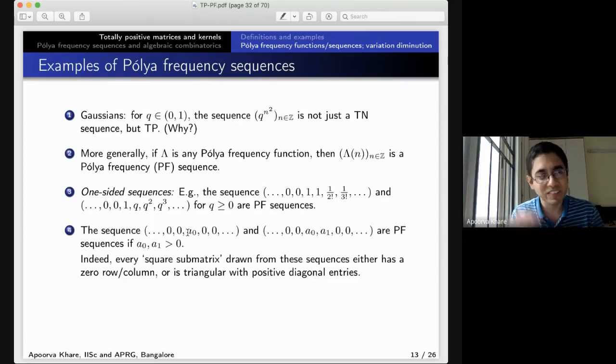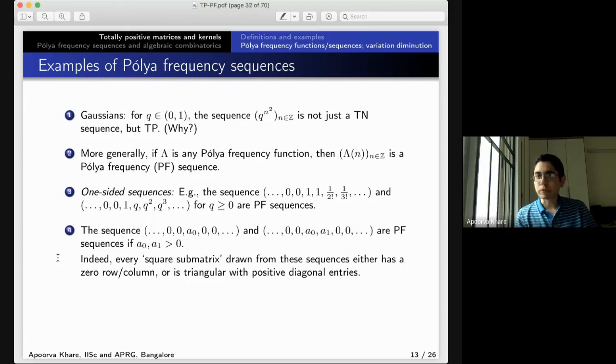So the Polya frequency sequence where there is exactly one entry non-zero and everything else is 0. That's like a Dirac Polya frequency sequence. A0, of course, should be positive or non-negative. And similarly, two entries positive and everything else 0. The claim is both of those are PF. PF stands for Polya frequency sequences.